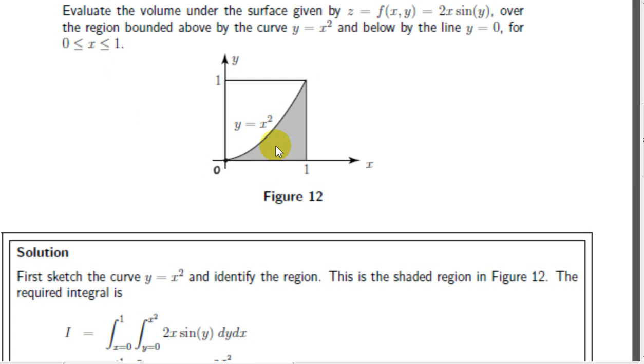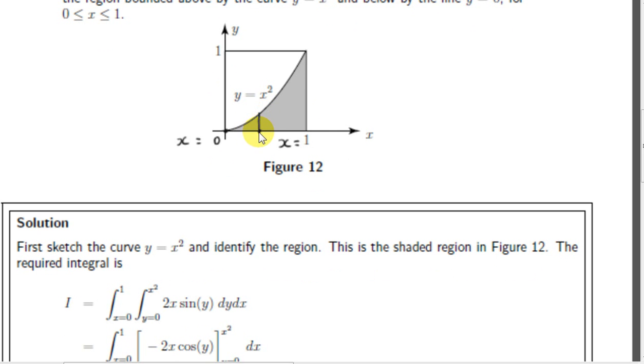We have this surface 2x sine y, which is actually above this region here. You see, for this region both x and y are positive, and if you plug positive values of x and y into this expression you'll get a positive value for z. So the surface would actually be coming out of the screen, hovering above this region here, so I won't attempt to show that.